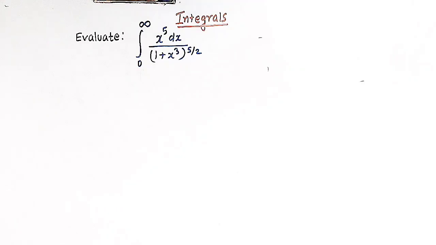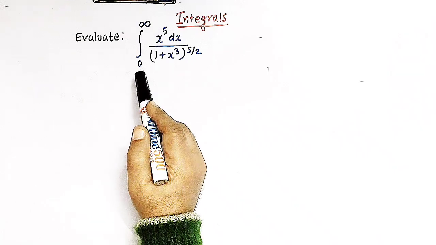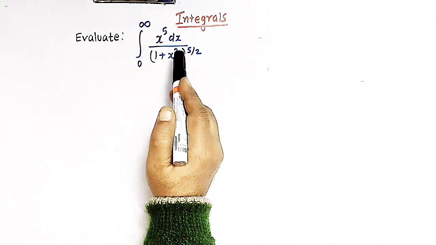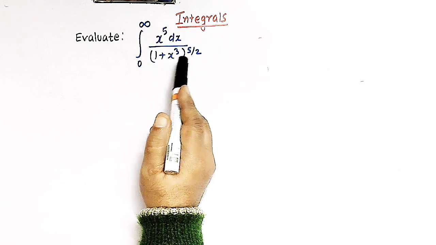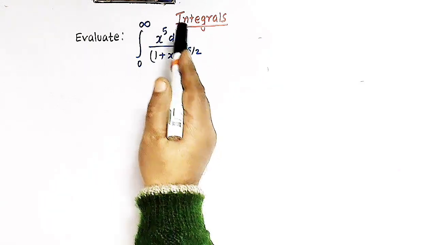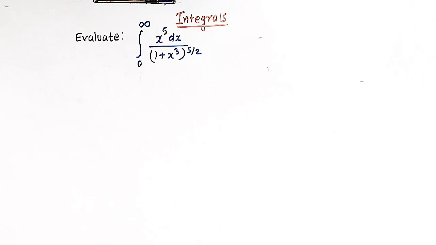Hello viewers, in today's session we are going to discuss another important problem from integration, and here we have to evaluate this integral from 0 to infinity of x raised to 5 divided by (1 plus x cube) raised to 5 over 2 dx. And here we are going to make use of the concept of beta and gamma functions to evaluate this integral.